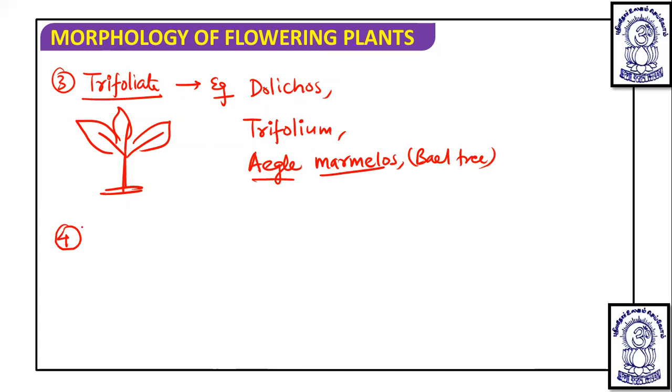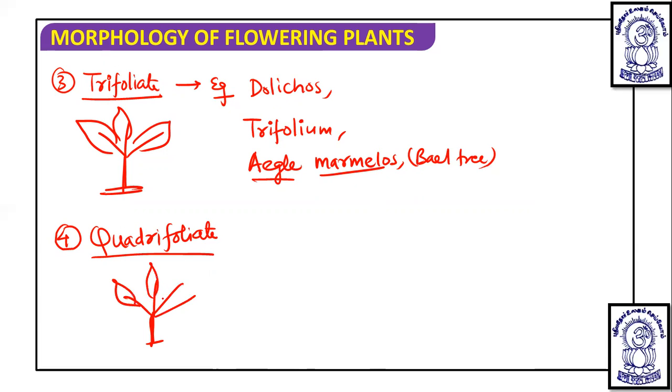And the fourth type is quadrifoliate. In this quadrifoliate, four leaflets are found at the tip of the petiole, like this. So this quadrifoliate is seen in some examples like Marsilea and Paris.